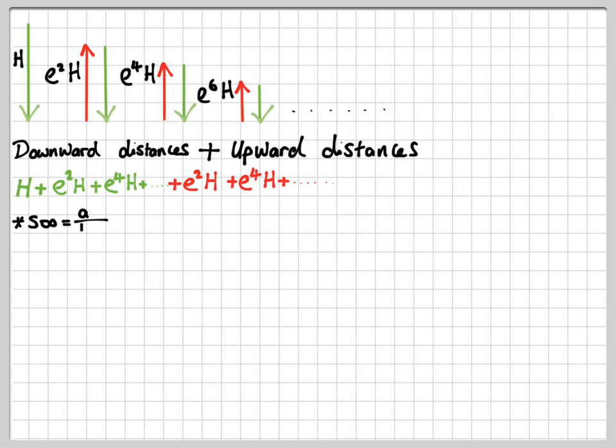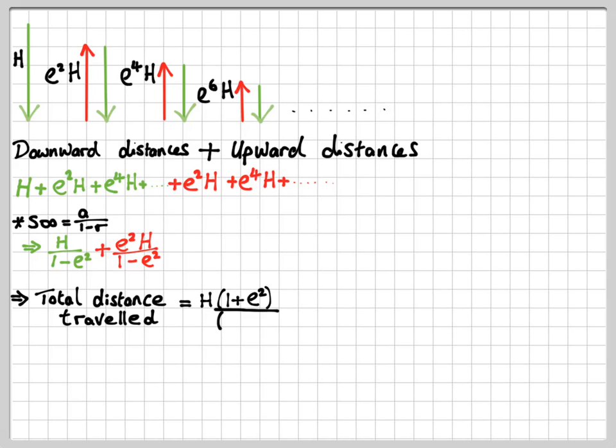So a quick reminder, our formula for a sum to infinity is a over 1 minus r, and so I can sum together each of the two different aspects of the motion, and then I can simply pull a factor of h out and say the total distance travelled will be h times (1 plus e squared) over (1 minus e squared), and that's the problem finished.